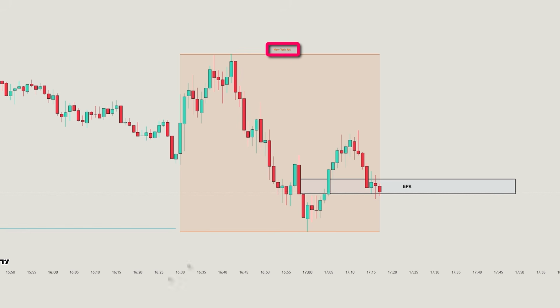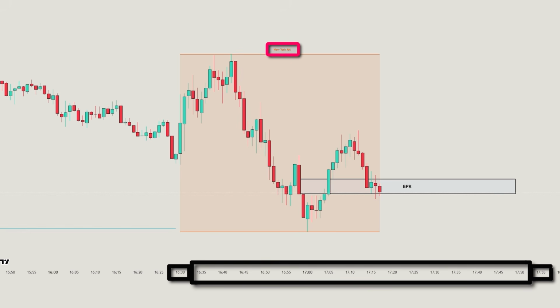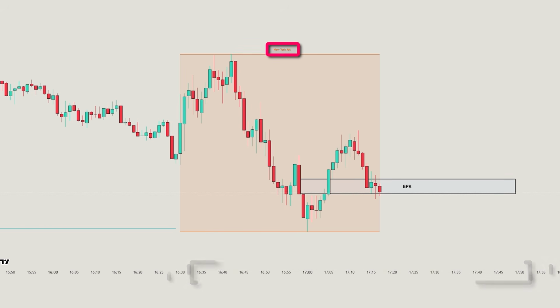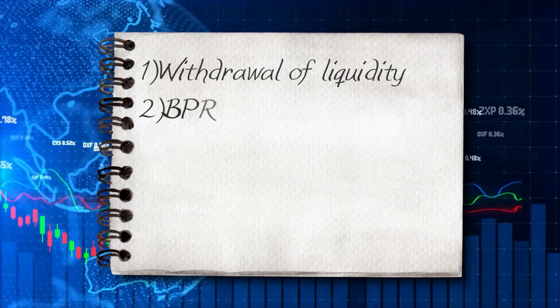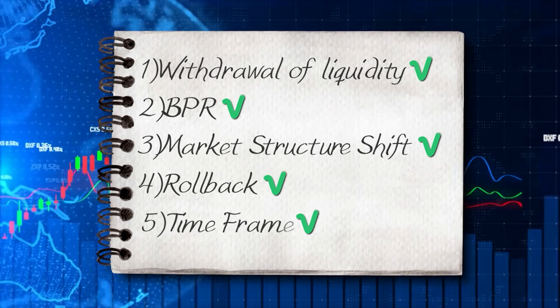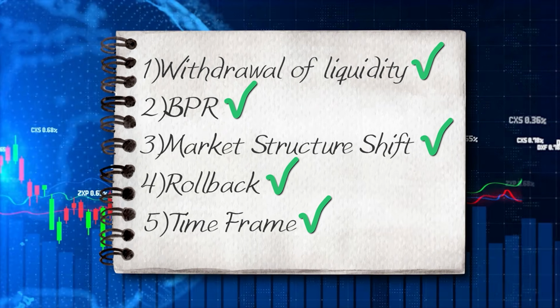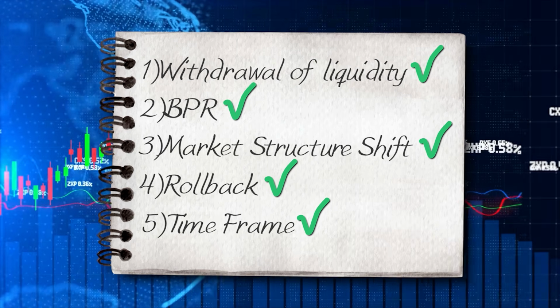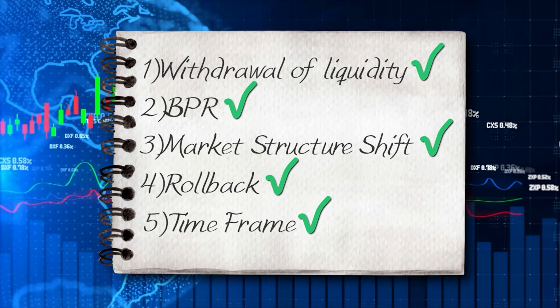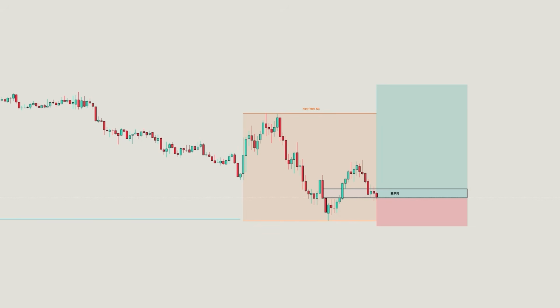time. Venom model is used not at any time of the day, but during the New York session when the market has maximum volumes and key movements occur. Usually this is the first 90 minutes after opening. Each element reinforces the previous one. And when all 5 coincide, you get not just an idea, but a full-fledged entry point with logic, confirmation, and calculation.